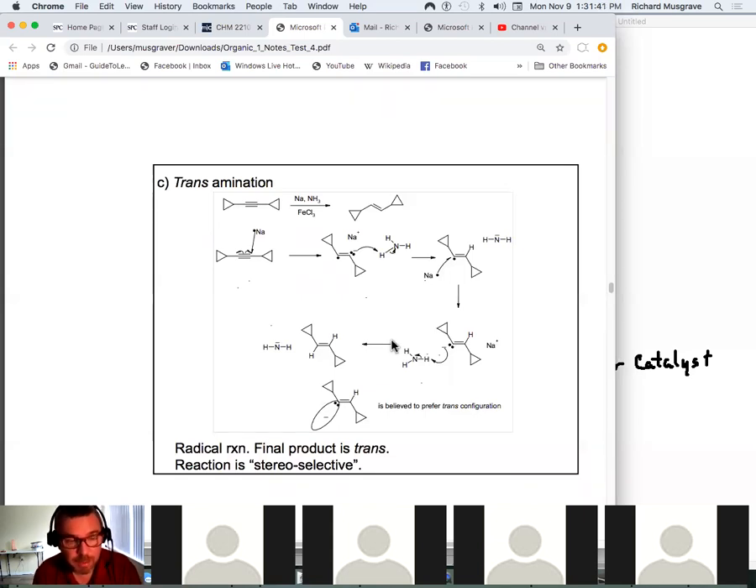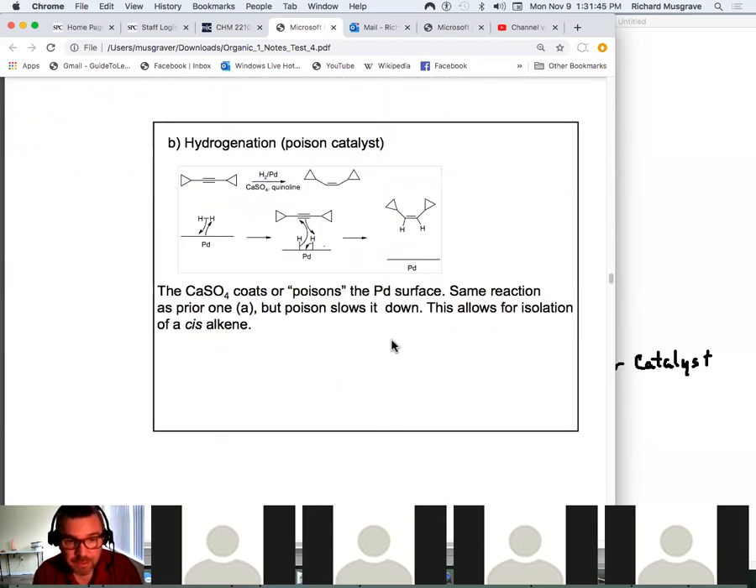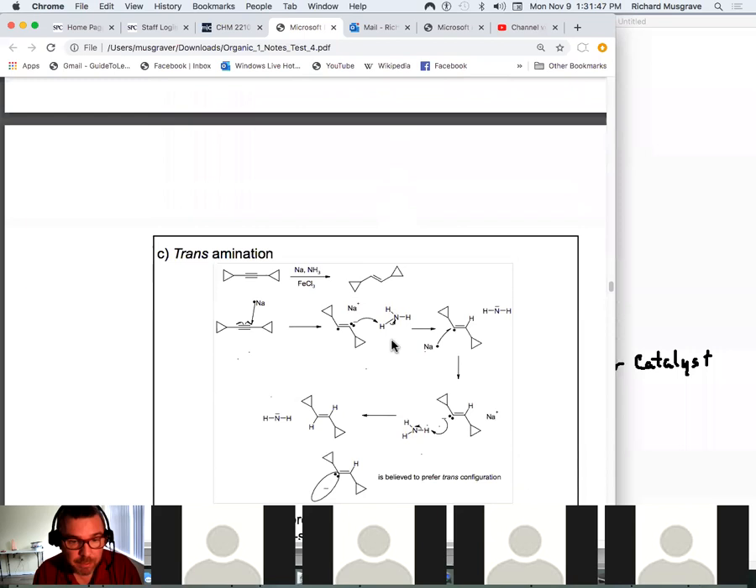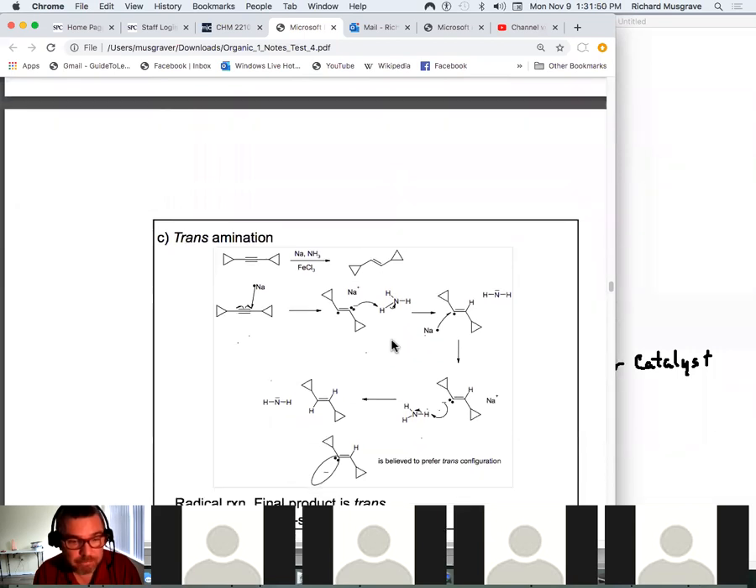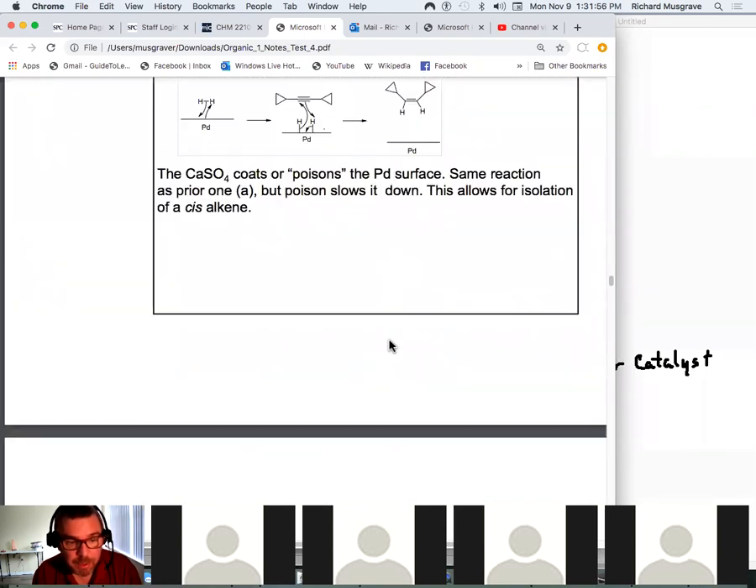All I want you to be aware of at this point is that there's a way to create a cis alkene and a way to create a trans alkene from an alkyne, a triple bond compound. Does anybody have any questions?